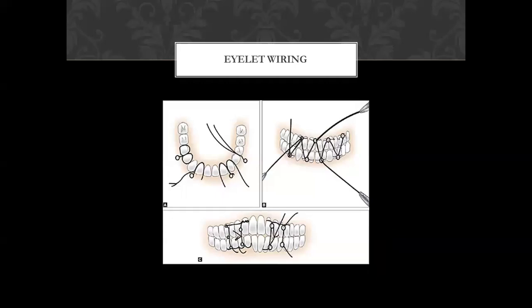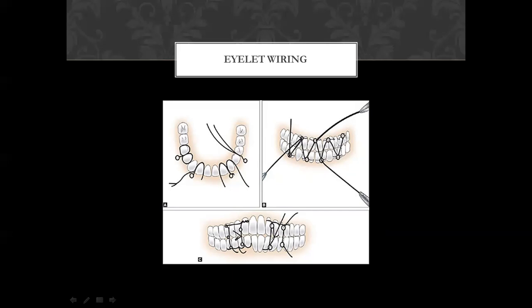Coming into the eyelet wiring. There's a picture which represents the eyelet loop wiring, where two adjacent teeth have to be used. One or two eyelet wirings have to be used in each quadrant. For example, if you're going to place in a maxilla, you have to use this wiring either in between the molar and premolar, central incisors, and the molar and premolar on the other side. So at least 3 eyelet wirings have to be placed in each arch. It can also be used instead of an arch bar for the intermaxillary fixation.